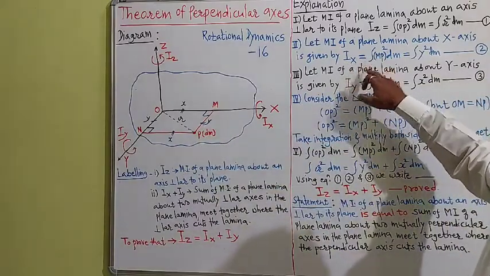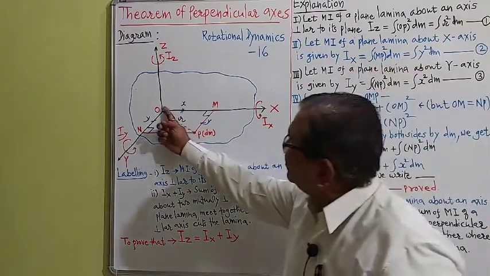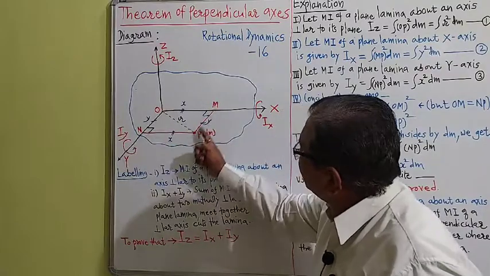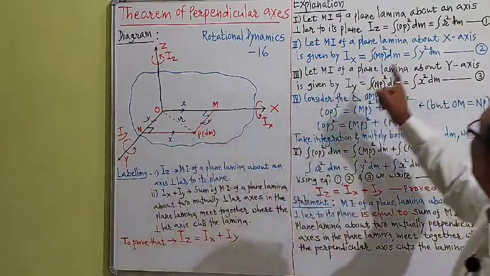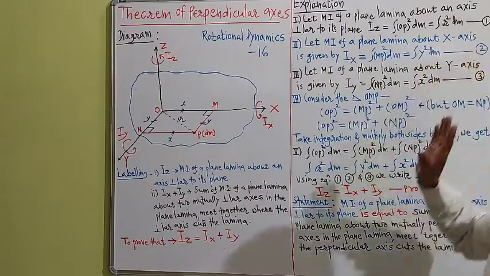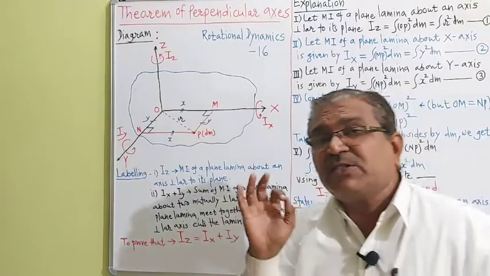Ix is equal to integration of MP square into dm, which is equal to, if this side is y, then this side is also y. So MP square is equal to y square into dm. Equation 2. Then concentrate on the y-axis.